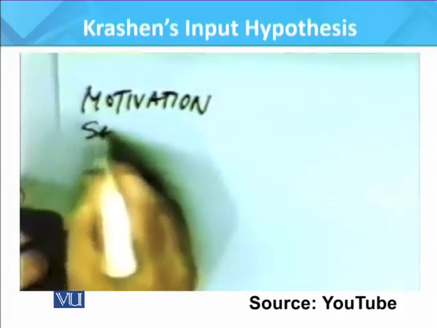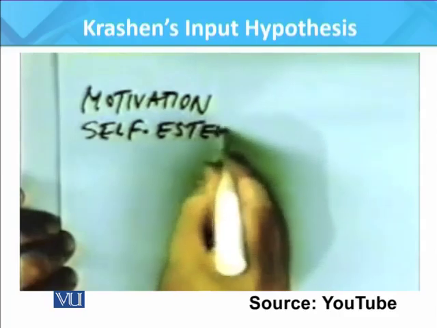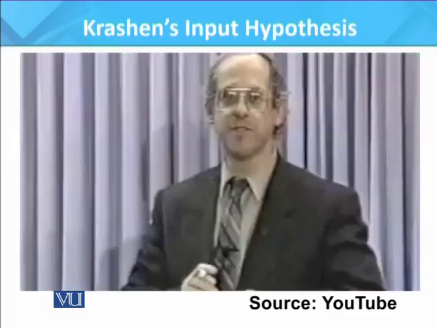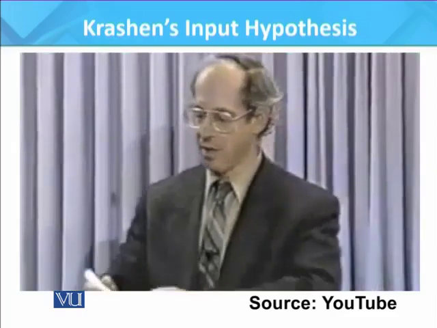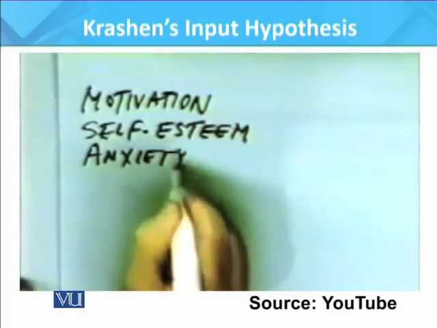Second, self-esteem. Probably the dominant concept today in popular psychology. Students with more self-esteem, more self-confidence do better in language acquisition. Third, anxiety. And here the correlations are negative.